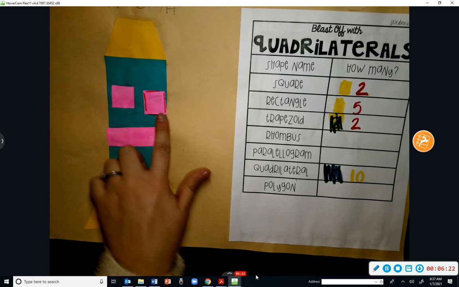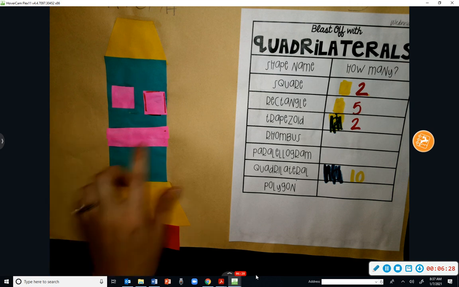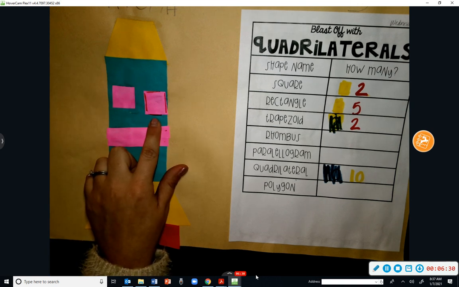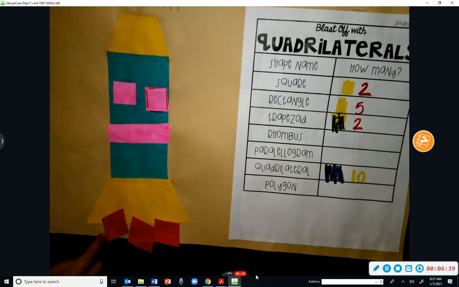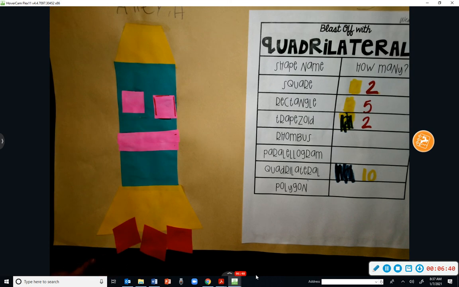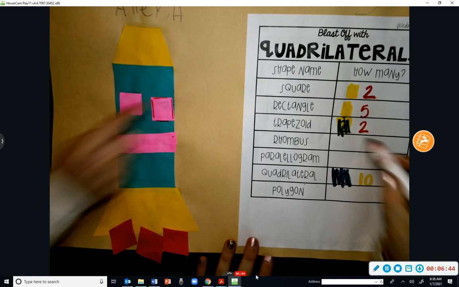Can a square be a rhombus? Well, let's see. Does it have 2 pairs of opposite sides that are parallel? Yes. Does it have 4 sides that are equal length? Yes. That's all it needs to be a rhombus. So can we count the squares? 1, 2, 3, 4, 5. Okay.